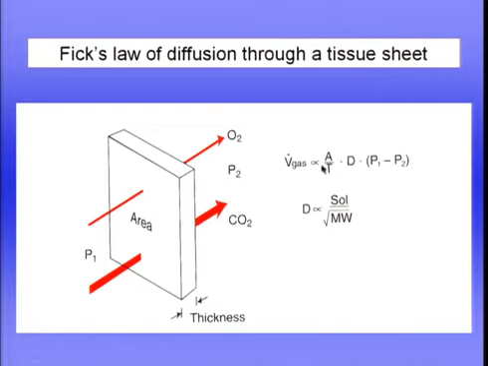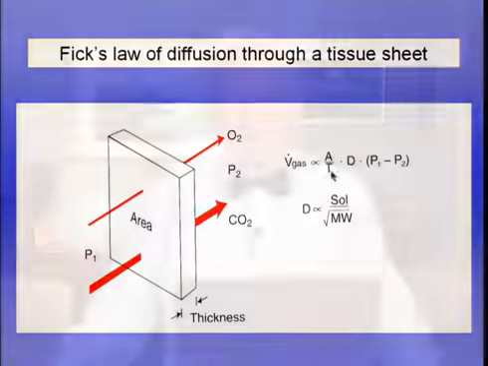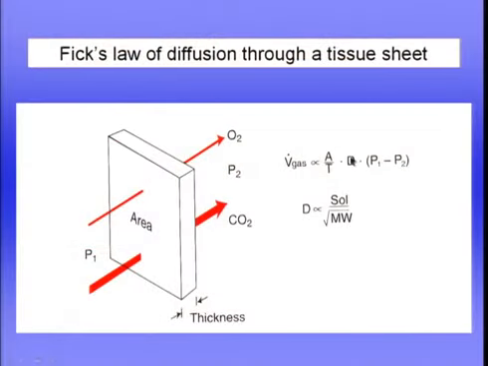It's inversely proportional to the thickness, and again that makes sense, because clearly the thicker the barrier, the more obstruction there is to the passive diffusion through it. It's proportional to a diffusion constant called the diffusivity, which we'll deal with in a few minutes, and also proportional to the difference in partial pressure, P1 minus P2, across the barrier.